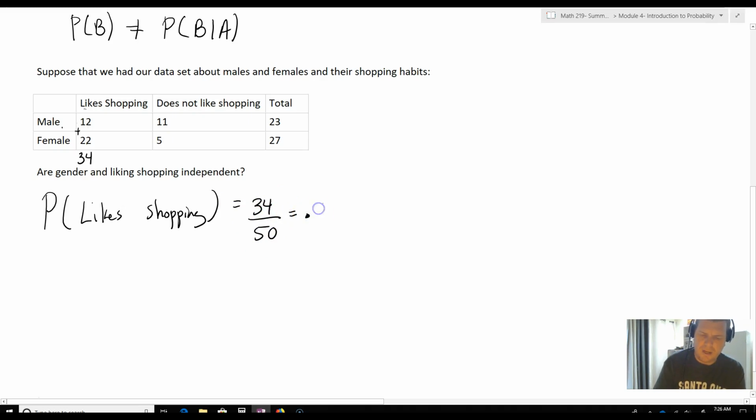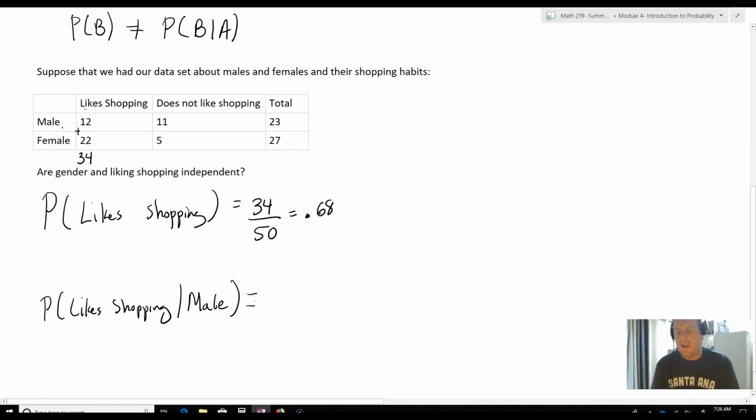Which is 0.68. I think that's slightly different from what we had in the previous one, but we'll use these numbers today. So that's 0.68. Now, what about the probability that an individual likes shopping, and the condition we're going to apply is gender, given that they're male. So now we're asking ourselves, if I know that the person I'm choosing randomly is a male, is that going to change whether or not I think they are going to like shopping? Our intuitive sense is probably yes. Women have a tendency to like shopping more than men. This is the way it is. And let's look at our data, though, because it's actually going to tell us.